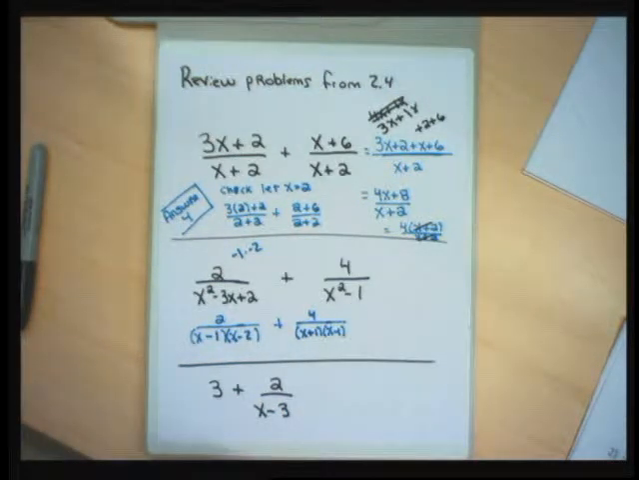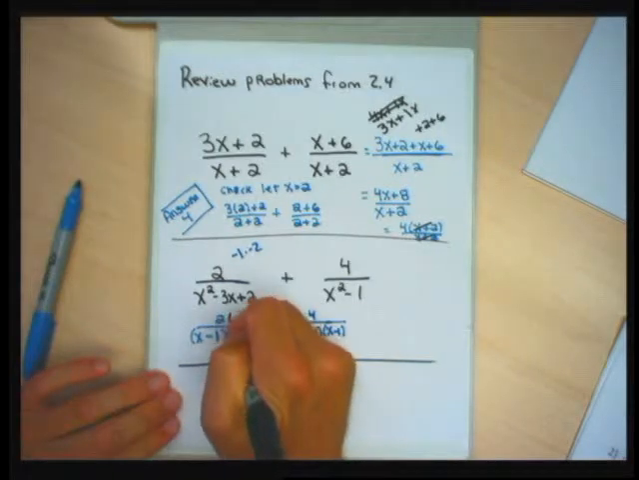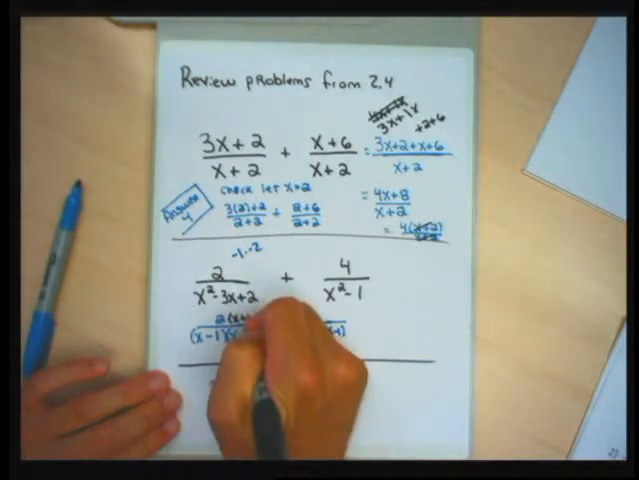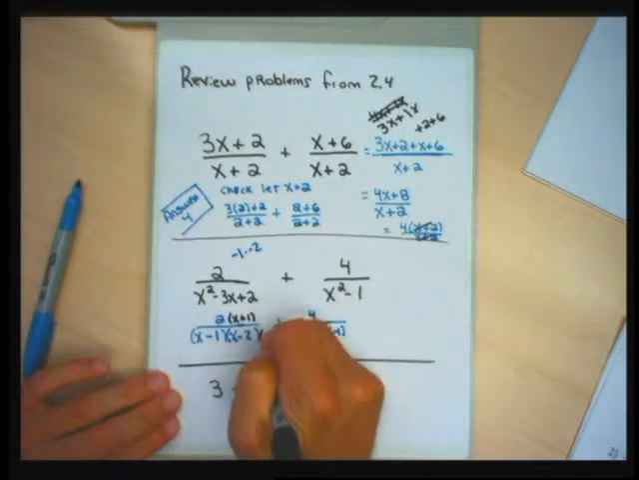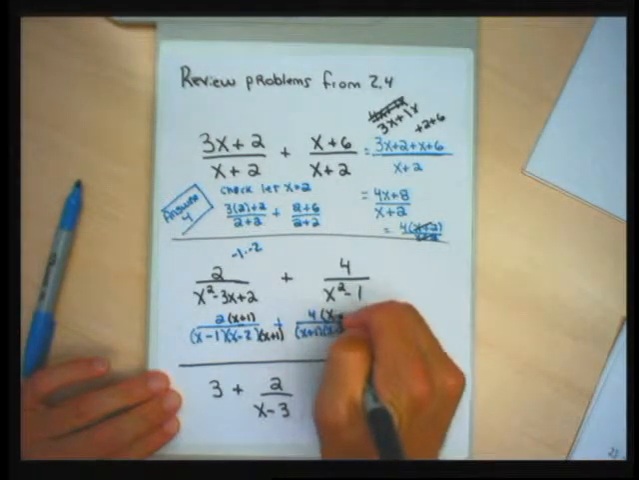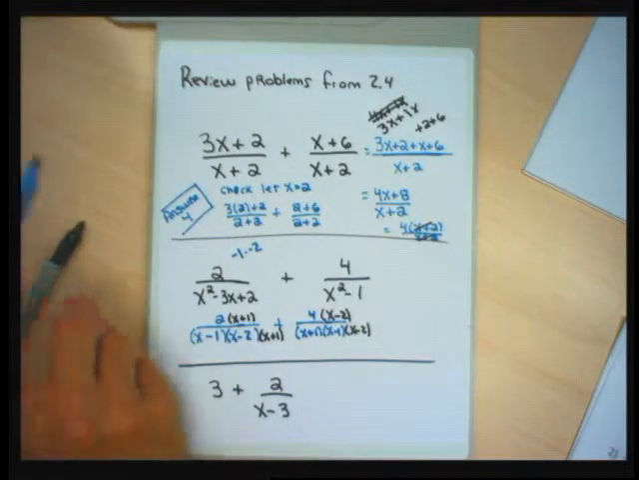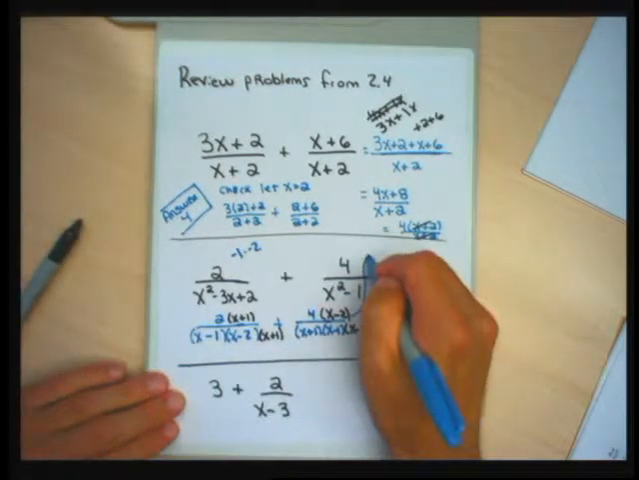Unfortunately, those fractions can't be added because they don't have the same denominator, so I have to give each fraction what it's missing. The first fraction is missing the x plus 1 that the second fraction has. The second fraction is missing the x minus 2 that the first fraction has. I'm going to try to squeeze this up here.